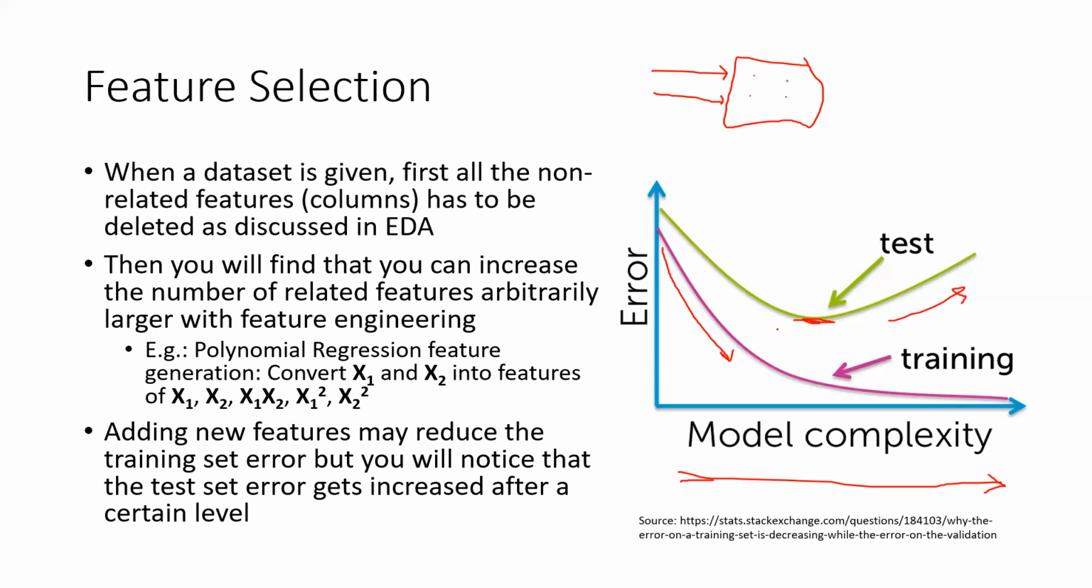After this point, the overfitting effect is higher, so you have to stop at this particular level of complexity. So this is the ideal solution. That means you have to select the features that are giving this amount of complexity. Finding these features and creating better features is what we are going to learn in this lesson.